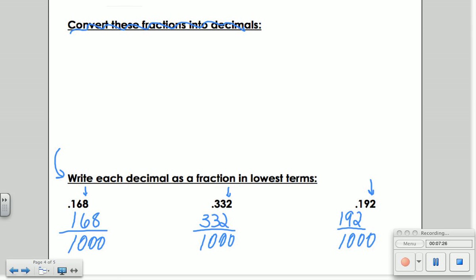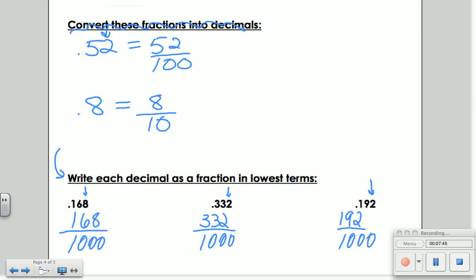If you had 0.52, that would be equal to 52 over 100 because the 2 is in the hundredths spot. If you had 0.8, that would be equal to 8 tenths. The 8 is in the tenths spot. Okay, so reading decimals is definitely key.